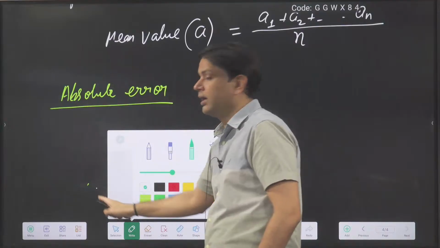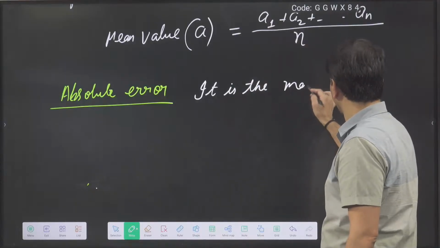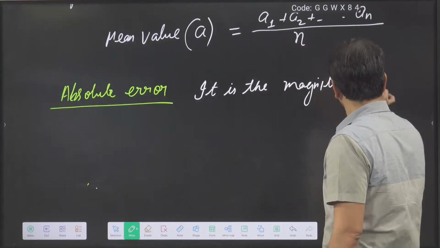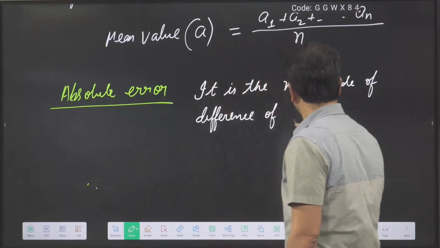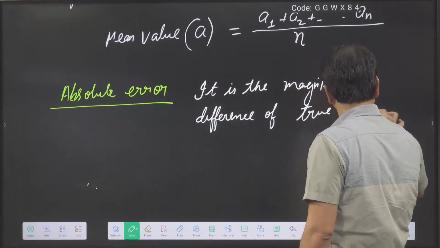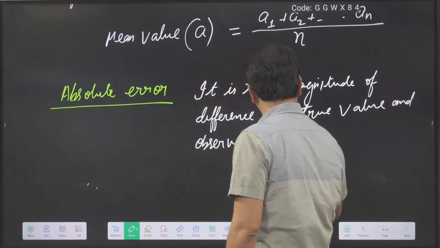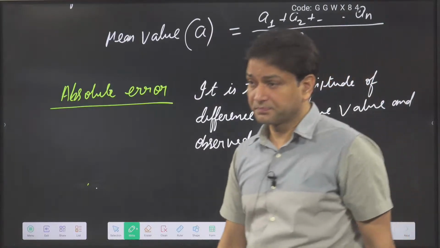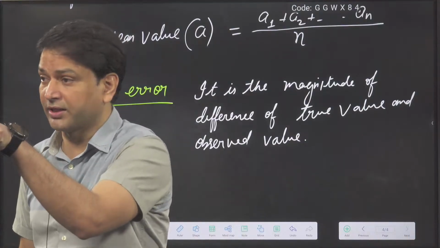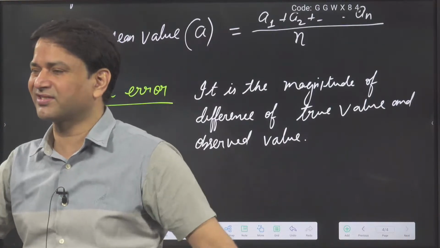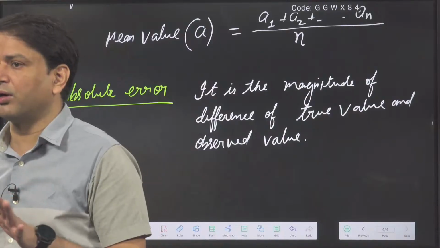So what is the absolute error? It is the magnitude of the difference of the true value and the observed value. One thing: absolute error will always be positive, because of what I have written here. That question may also come in a theoretical question, where they can ask which statement is correct about the absolute error, or as an assertion-reason. It is the magnitude of the difference of the true value and the observed value.